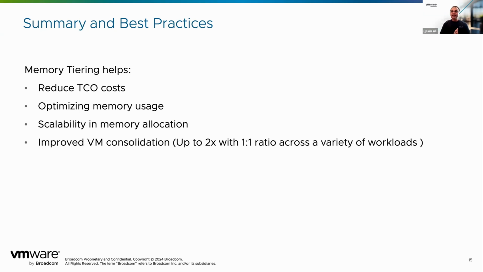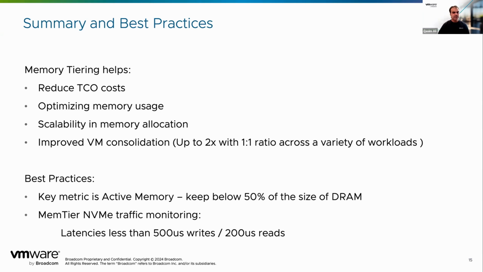So overall, memory tiering helps to reduce your total cost of ownership. It optimizes your memory usage, and also you can have more scalability in memory allocation because you're unlocking more memory capacity using a cheaper tier. The biggest gain, obviously, is improving VM consolidation ratios. You can better utilize and justify the cost of licenses. You can get up to 2x increase in VM memory density with a 1:1 ratio across a variety of workloads, as we have seen in this talk.